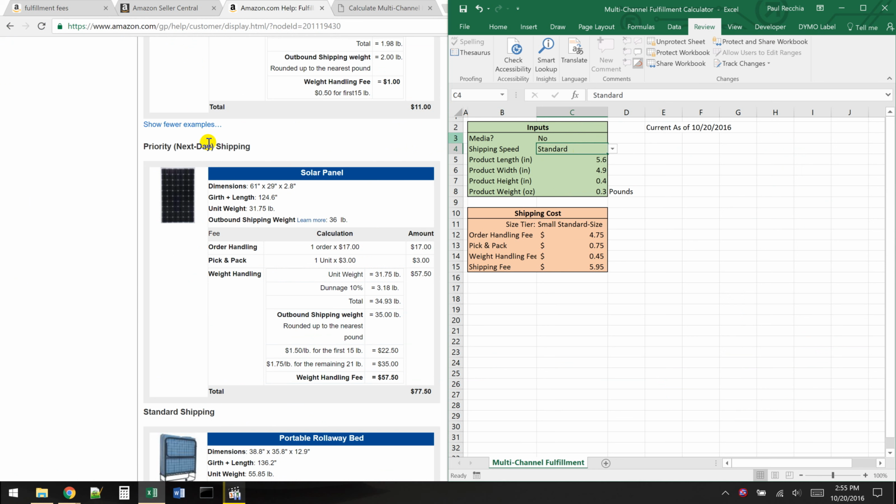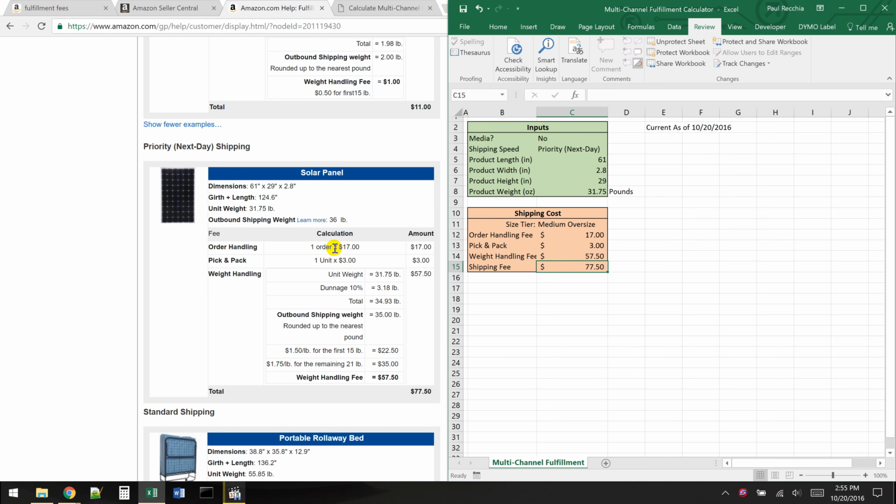Shipping speed, we're doing priority shipping. The length is 61 inches. The width is 29. And the height is 2.8. If you mix some of these up, these do not have to be in descending order. The calculator is smart enough to figure that out. So if I go 2.8 and 29, it's going to get the same value. Product weight, 31.75 pounds. Okay, and that gives us $77.50.